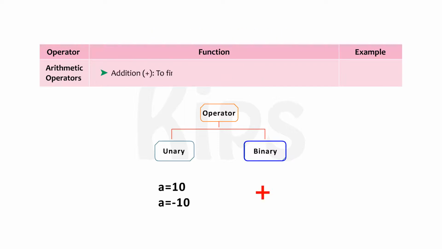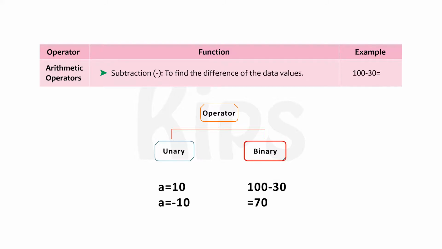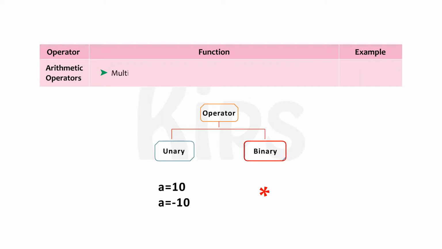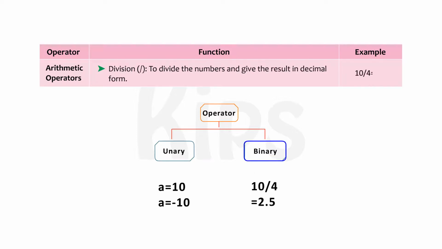Addition, plus, to find the sum of the data values: 30 plus 20 equals 50. Subtraction, to find the difference of the data values: 100 minus 30 equals 70. Multiply, to find the product of the data values: 10 into 2 equals 20. Division, to divide the numbers and give the result in decimal form: 10 divided by 4 equals 2.5.